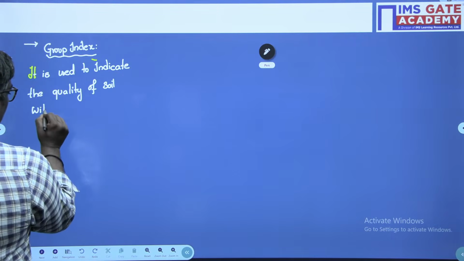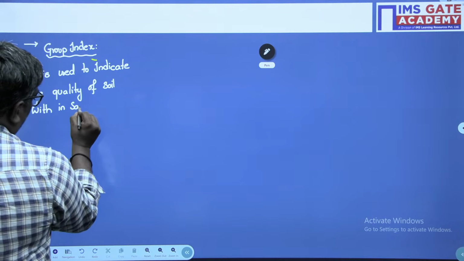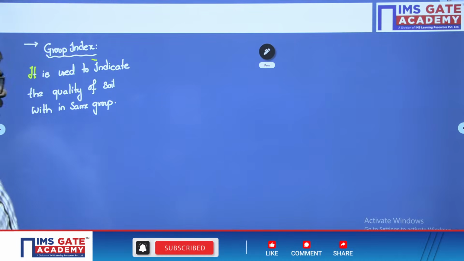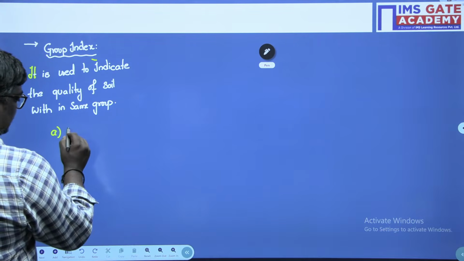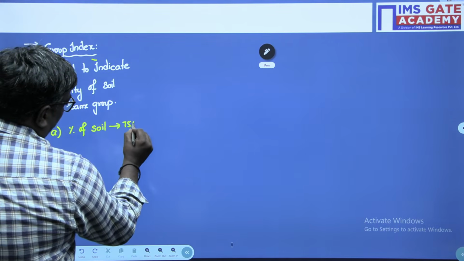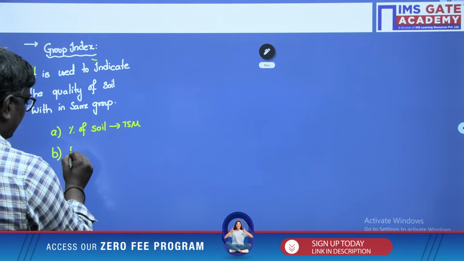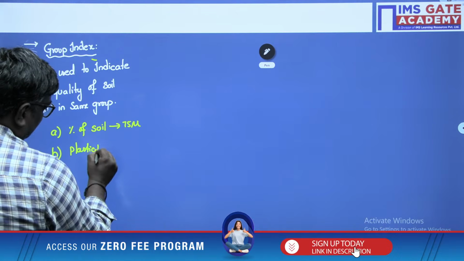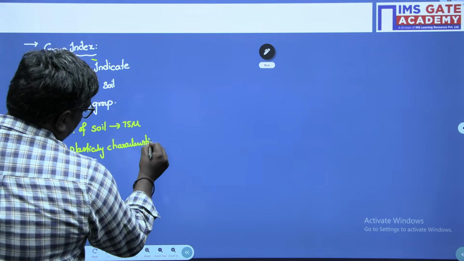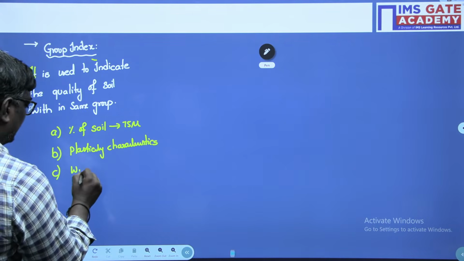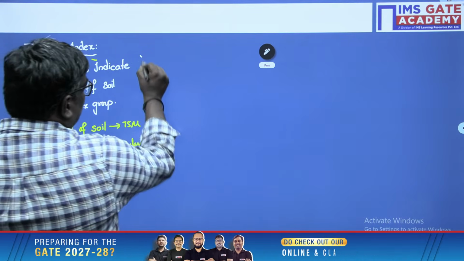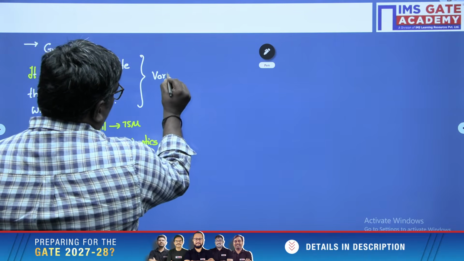Within the same group. Sir, there is a huge formula which is not required, but what does this group index depend on? It depends upon the percentage of soil passing through the 75 micron sieve. Next, plasticity characteristics or plasticity index, and it depends upon liquidity index, and also upon liquid limit, plastic limit and all. So here also, my dear students, group index varies between 0 to 20.